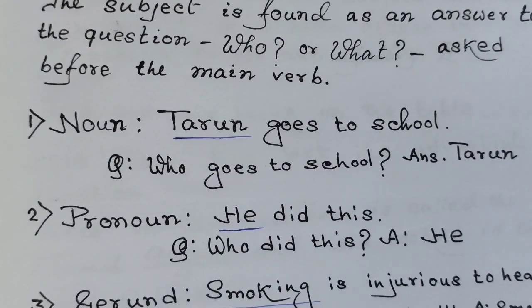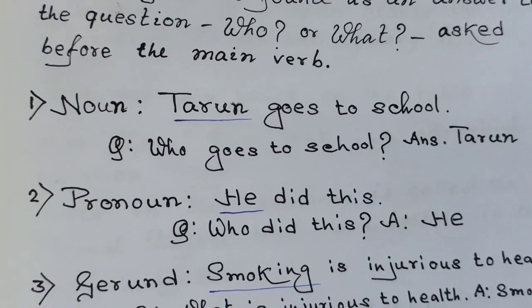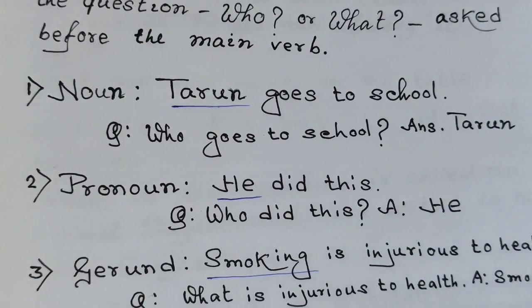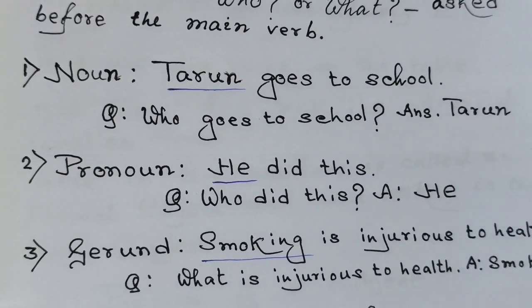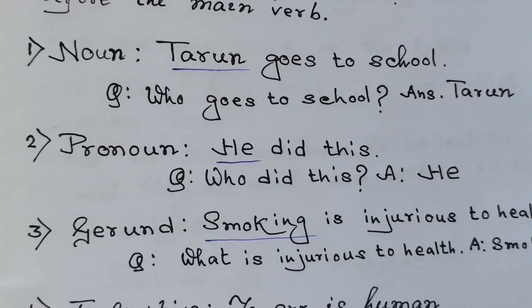I have underlined all the subjects there. Just have a look at them. The second one is that pronoun. That means a pronoun can be used as a subject. He did this. The question goes, who did this? The answer to this question is he. So he is the subject in this sentence.